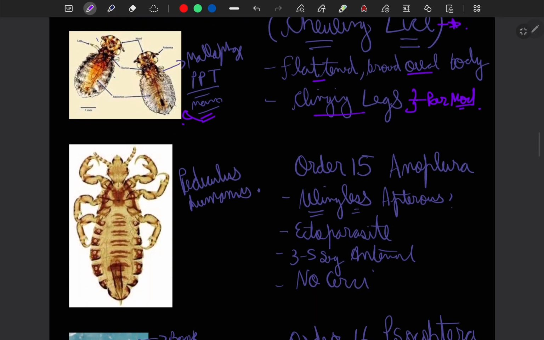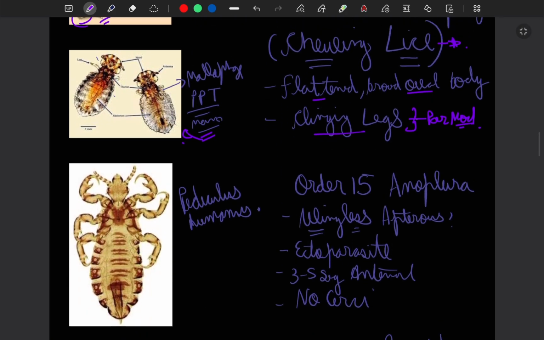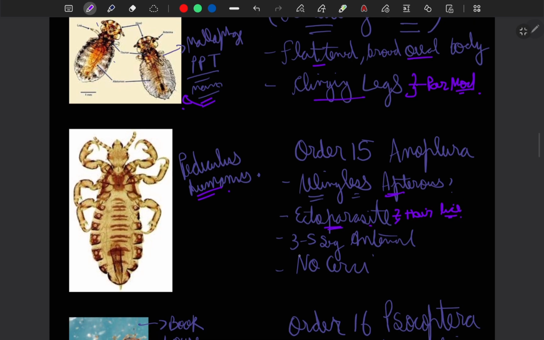Next we have Anoplura, which is wingless, apterous, that is obvious, and it is found in humans. It is human lice, and it is an ectoparasite. The hair lice. 3 to 5 segmented antennae and no cirri.